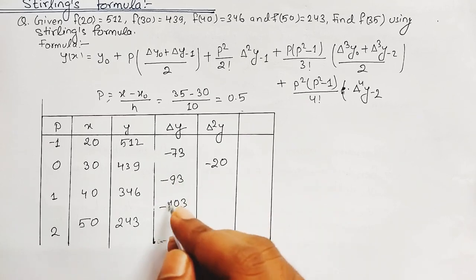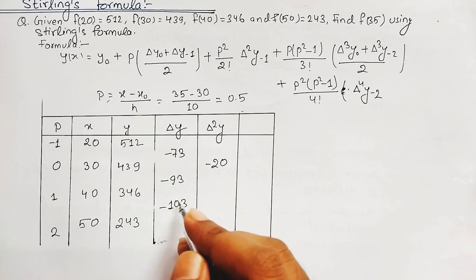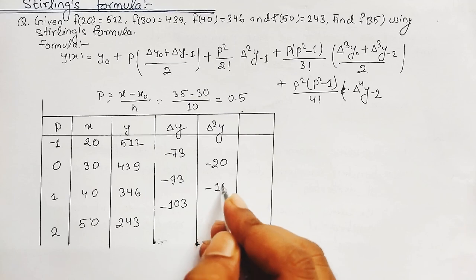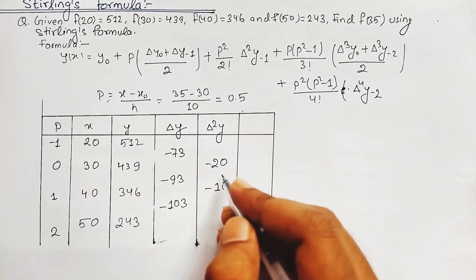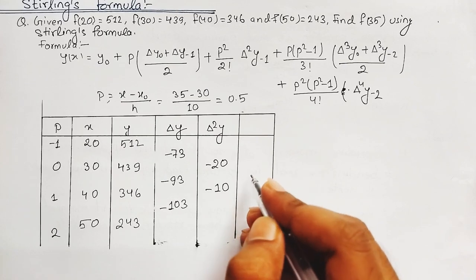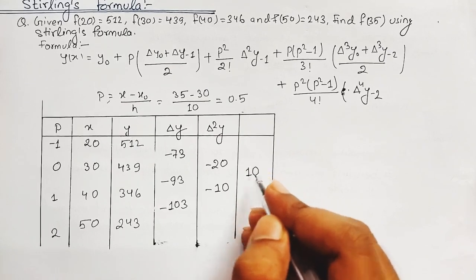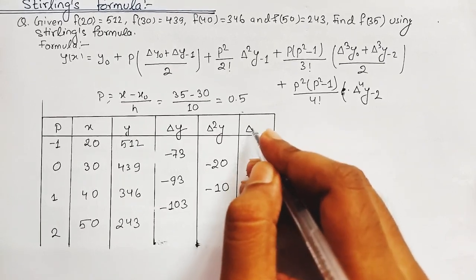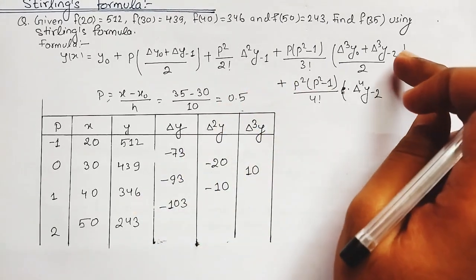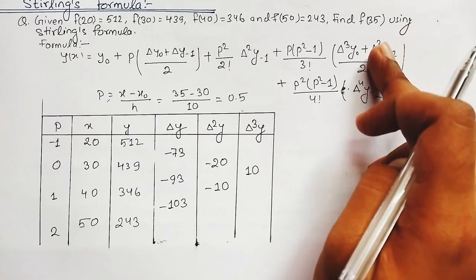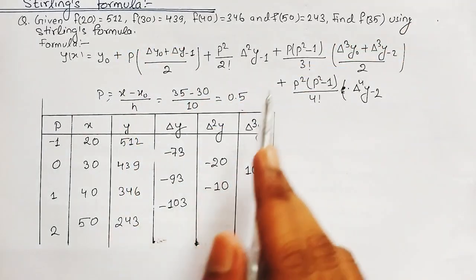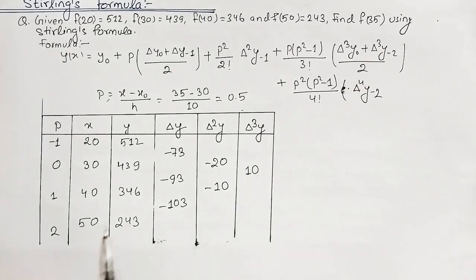elements. So again we will subtract here 103 minus 193, so we will get here minus 10. Once again subtraction, because here 2 elements, so subtract minus 20 from minus 10, so we will get here positive 10, and this is the column of delta cube y. If we have a look in the formula, we have got the value up to here, so we will use up to this much portion for calculating the value of F35 in this problem.